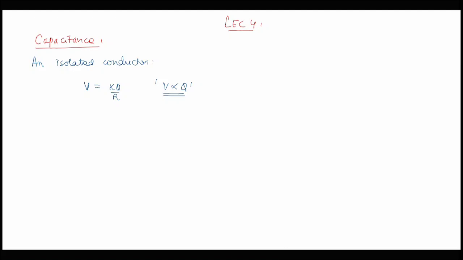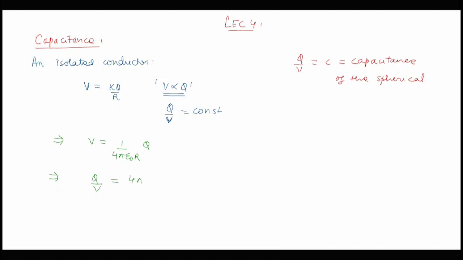So this equation states that V is proportional to Q. The ratio of the charge given to any isolated conductor and its potential rise, Q by V, is a constant. Now this ratio of Q by V is regarded as the capacitance of the capacitor, C. If we are considering an isolated sphere, the potential V is equal to 1 upon 4 pi epsilon naught r into Q, and the ratio Q by V is equal to 4 pi epsilon naught r.